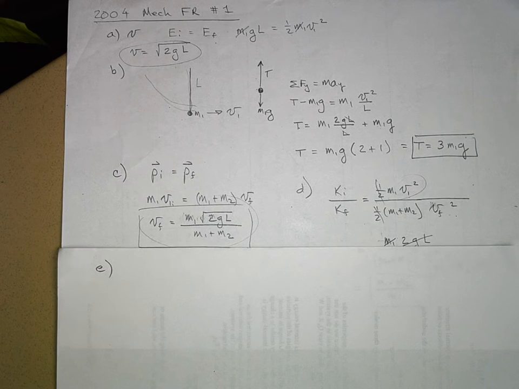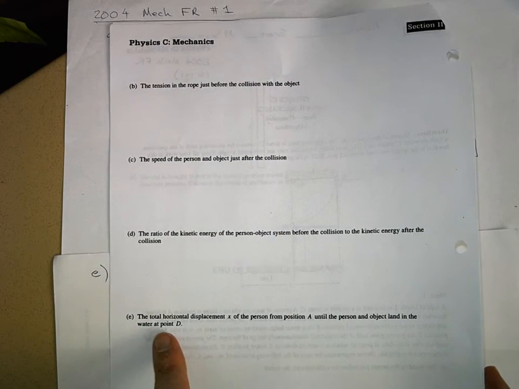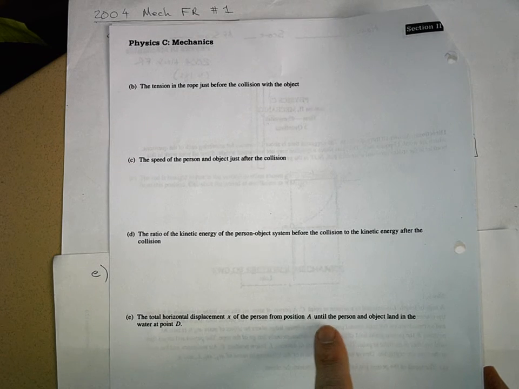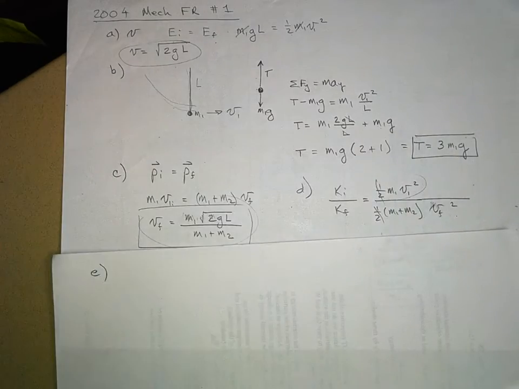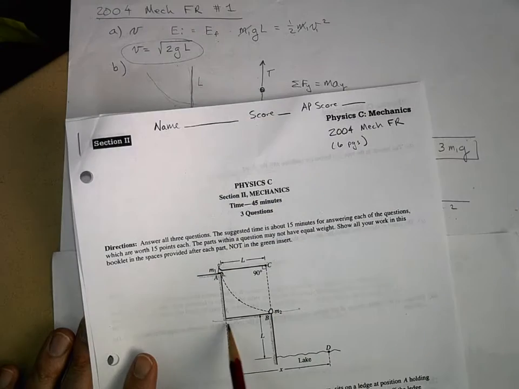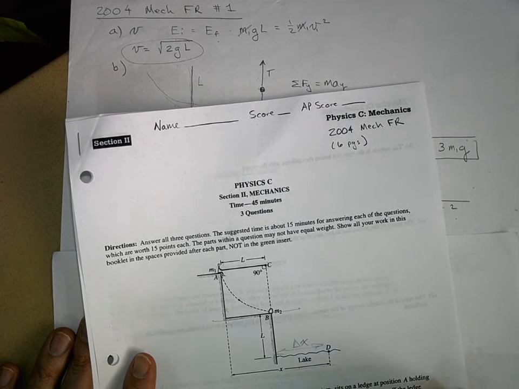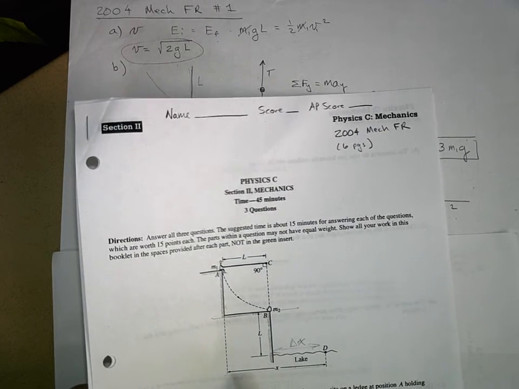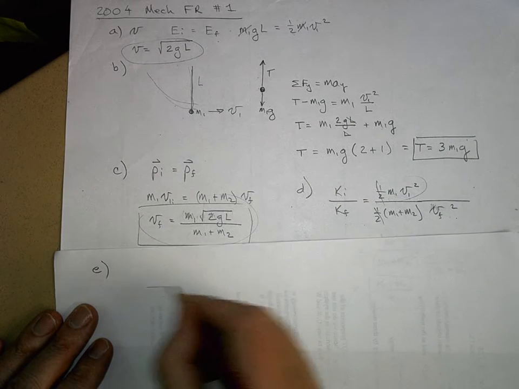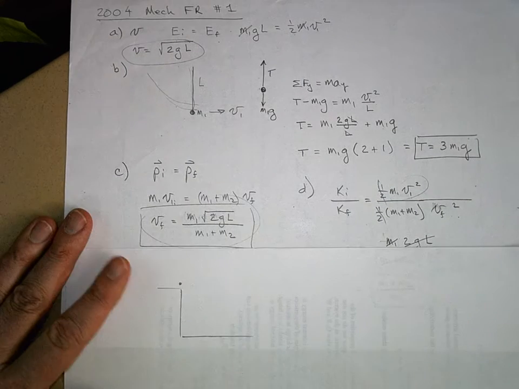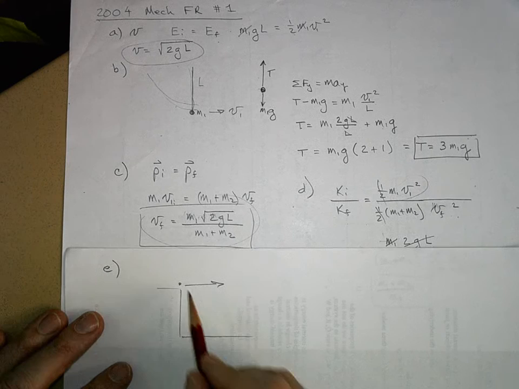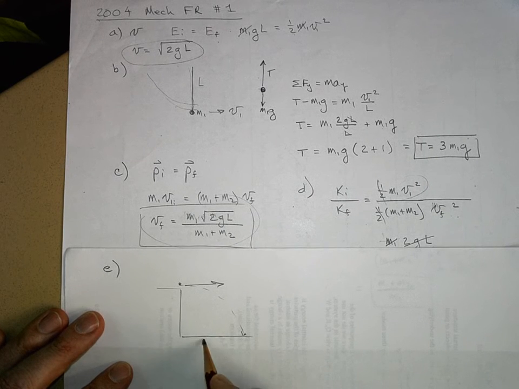And part E says, we want the total horizontal displacement x of the person from position A until the person and the object land in the water at point D. So what they really want is this. Well, obviously we're just going to figure out what this is. I'll call this delta x, and then we're just going to add L to it, and that'll be our distance from here over to here. So, and this is just projectile motion. So we have our velocity here, and it's going to go like that. So let's find this delta x.